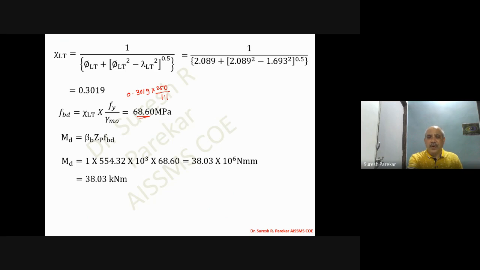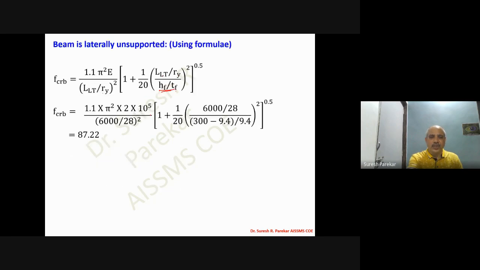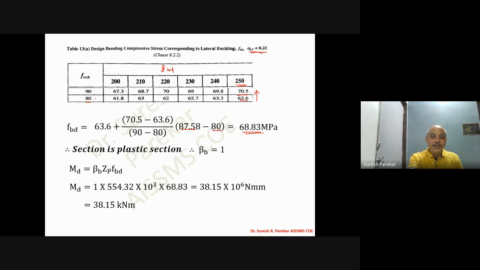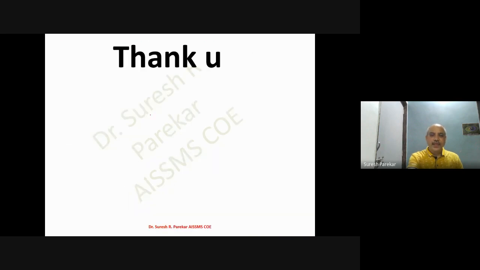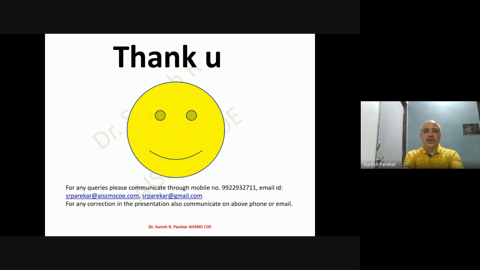So it's a very small difference here, FBD 68.6 and 38.03, and here you can see 38.15 and then 68.83. So likewise we can use both and calculate the strength. So this is all about your laterally unsupported beam.